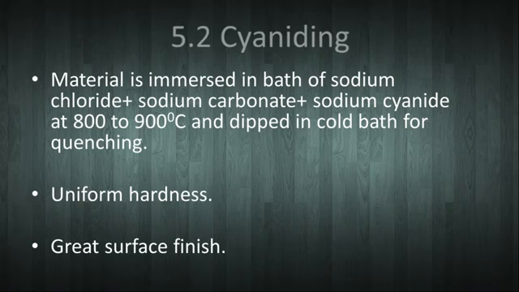Next is cyaniding. In this process, steel is immersed in bath of sodium chloride, sodium carbonate, and sodium cyanide at a temperature of 800 to 900 degrees Celsius, and then it is dipped in cold bath for quenching. The case hardening in this process is uniform, and we can get great surface finish.